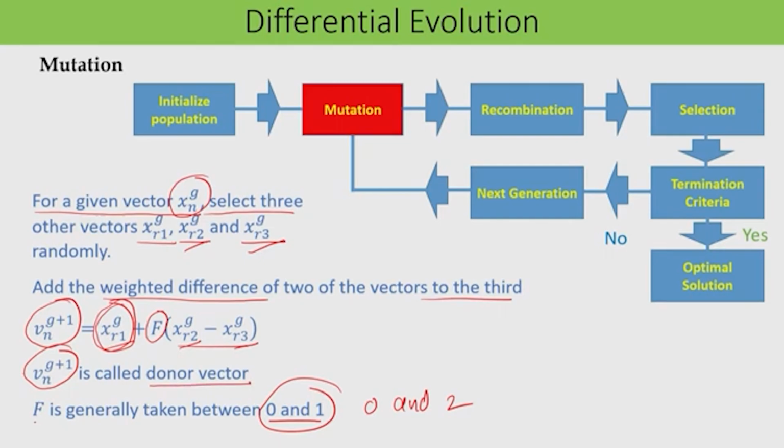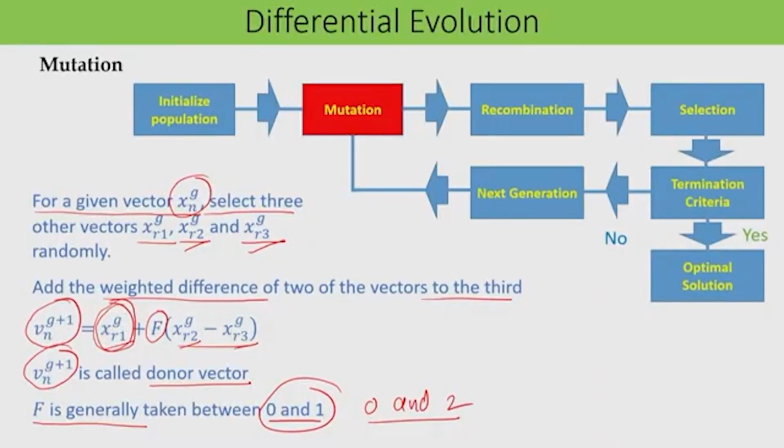So, as I said, F is a parameter and it is generally between 0 and 1, and some people are considering this value of F between 0 and 2. By this I am getting a new vector, and I can say that with this mutation I am getting a new solution. So, the new vector is called the donor vector.